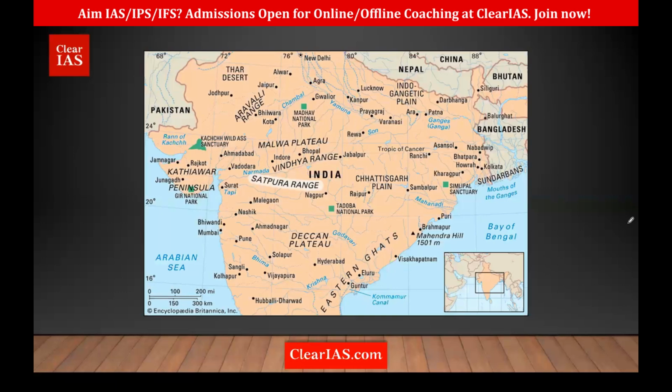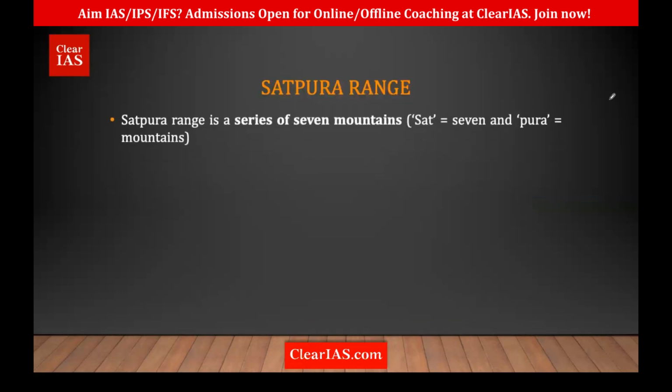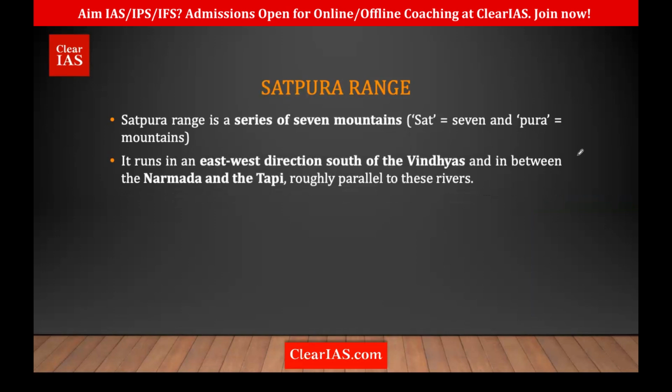Okay, so below Vindhya we have the Narmada river flowing, and below the Narmada river there are the Satpura ranges, and below Satpura there is Tapi. So between the Narmada river and the Tapi river we have the Satpura ranges. Satpura means 7 mountains. Pura means mountains, and Sat means 7. So it's a series of 7 mountains.